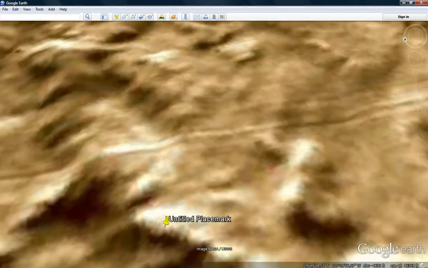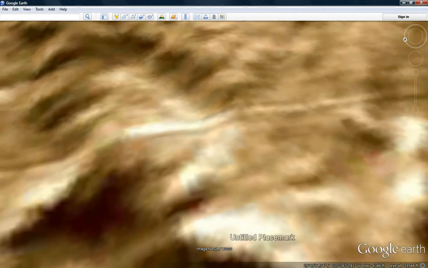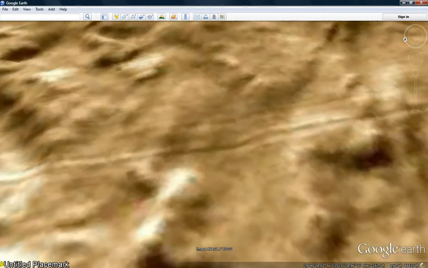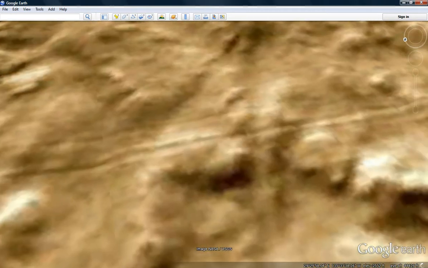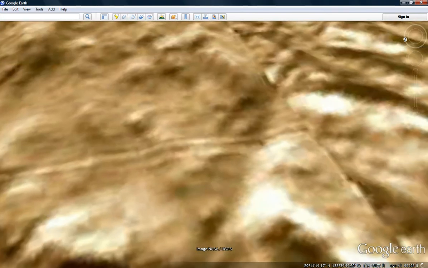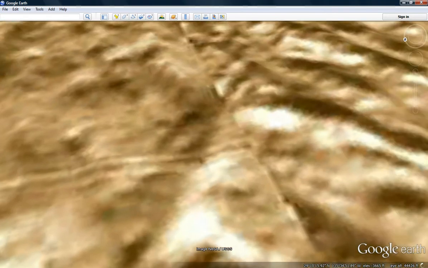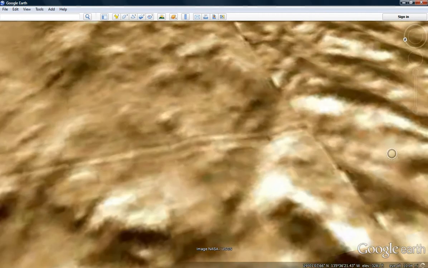Now take a look at the top one. As you can see, it follows the contour of the land. And it's straight. It's artificial. Somebody's moving around up on that planet, folks. There's no question about it. This is not a conspiracy theory.